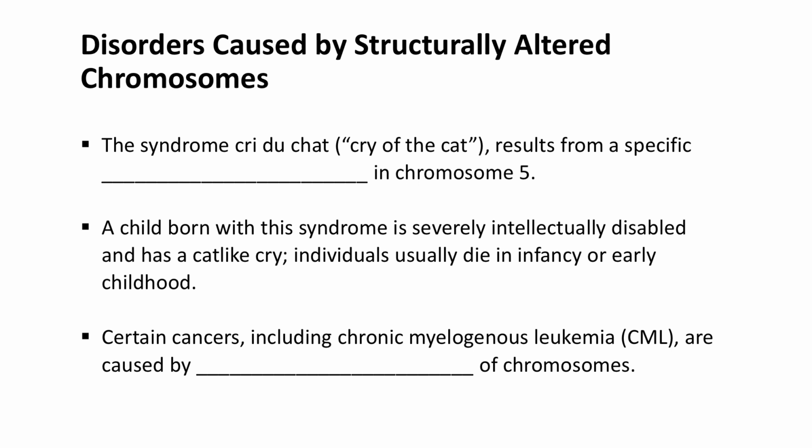Disorders can also be caused by structurally altered chromosomes. The syndrome Cri-du-chat, or cry of the cat, results from a specific deletion in chromosome 5. A child born with this syndrome is severely intellectually disabled and has a cat-like cry. Individuals usually die in infancy or early childhood. Certain cancers, including chronic myelogenous leukemia, abbreviated CML, are caused by translocations of chromosomes.